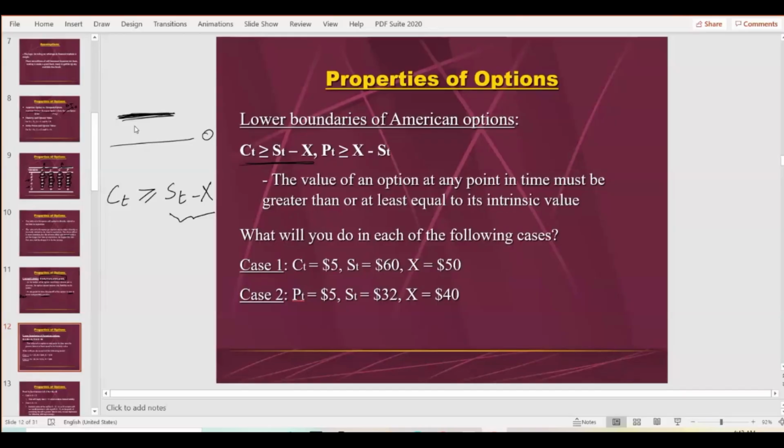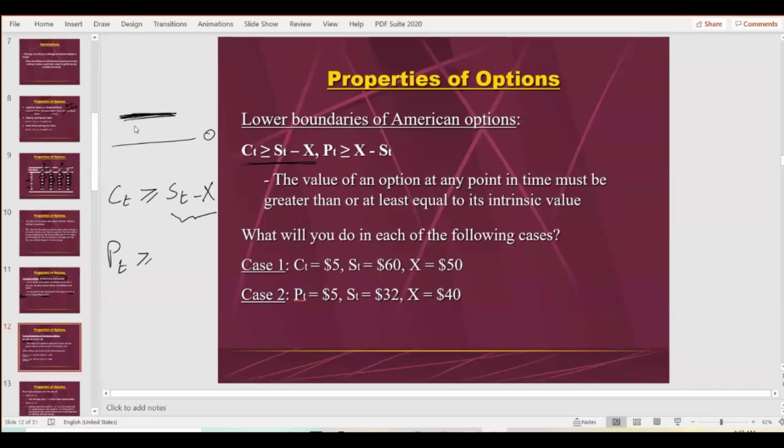For the put option, it's the same. The American put option premium should be greater than or equal to the payoff of that put option, greater than or equal to X minus ST.